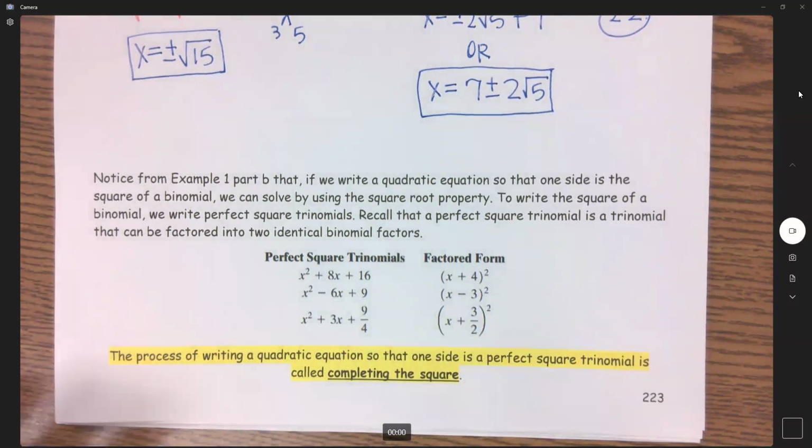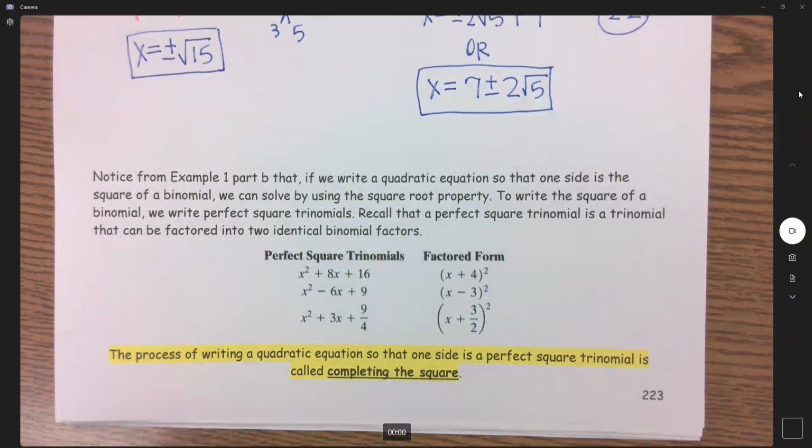And then highlighted here, the process of writing a quadratic equation so that one side is a perfect square trinomial is called completing the square. So let's go on to the next video and we will do some examples of solving quadratics by completing the square.